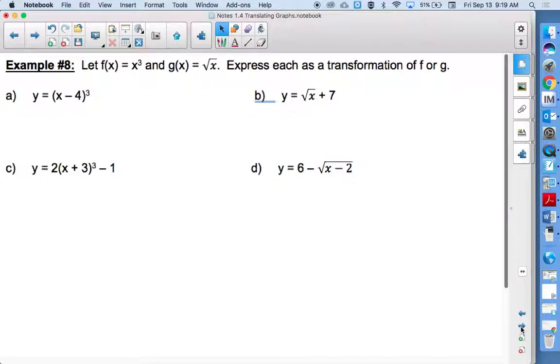So looking at the bottom, these are a little different, and it kind of combines the two above together, but part of your homework is going to look like this, where you're not actually doing any graphing, but instead you're just trying to rewrite an equation using function notation. So it gives us two different functions. One function is x cubed, the other function is the square root of x. It says to express each transformation using the f or the g.